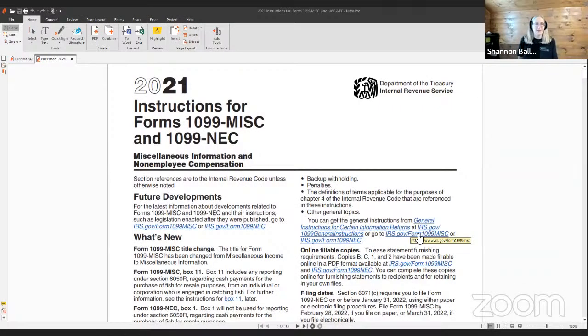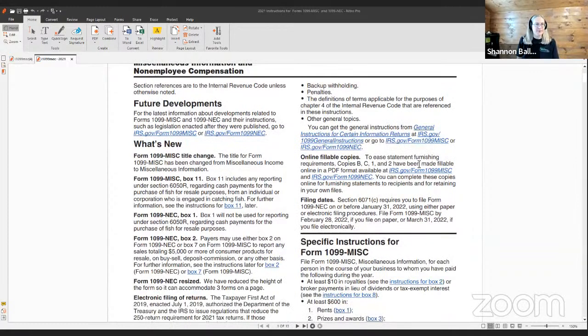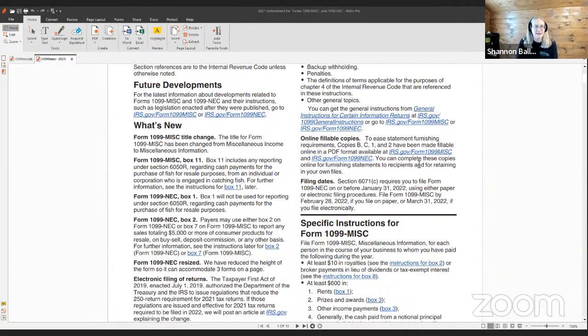All right, so for the 2021 instructions for Form 1099 miscellaneous and 1099 NEC, what's new? Form 1099 miscellaneous title change. The title of Form 1099 miscellaneous has been changed from miscellaneous income to miscellaneous information. Form 1099 miscellaneous box 11 includes any reporting under section 6050R regarding cash payments for the purchase of fish for resale purposes from an individual or corporation who is engaged in catching fish. For further information, see the instructions for box 11 later.